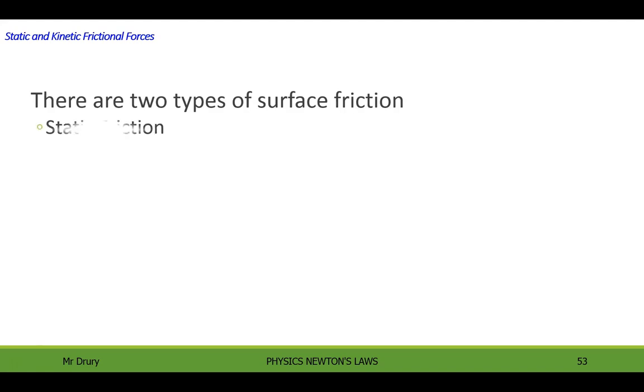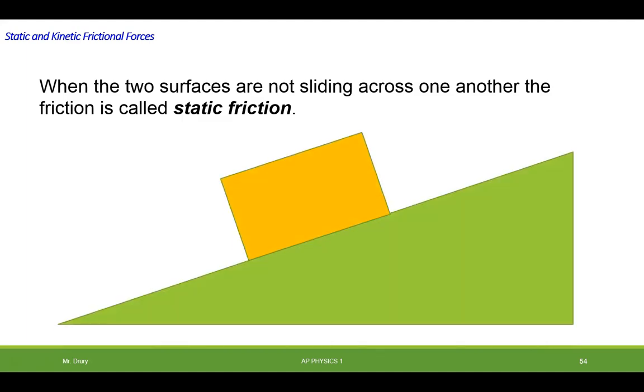There's two types of surface friction. The first is static, and the second one we'll talk about is kinetic friction. When we have two surfaces that are not sliding across one another, the friction is called static friction. For example, we have a block sitting on a ramp. There's nothing holding it there other than the force of friction. If there was no friction, it would slide down the ramp.